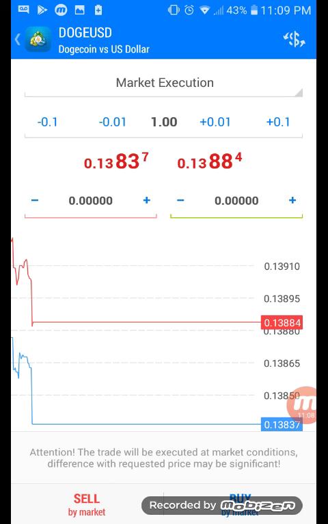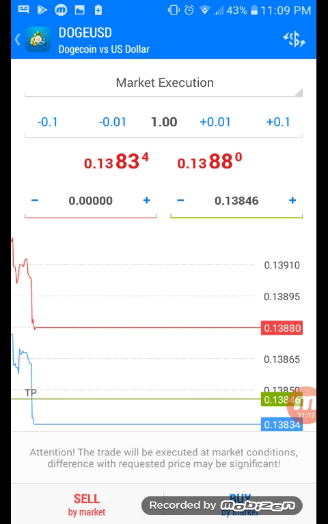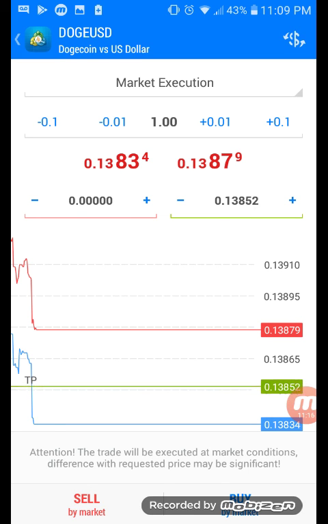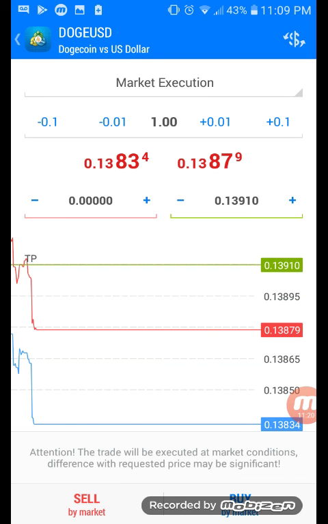Now, say you wanted to put this in take profit. This is what you do. You see the arrows on the right and the left. The one on the right is the take profit one, and the one on the left is the stop loss one. You can see our take profit right here. It says TP, take profit. We can take profit at 13,905.